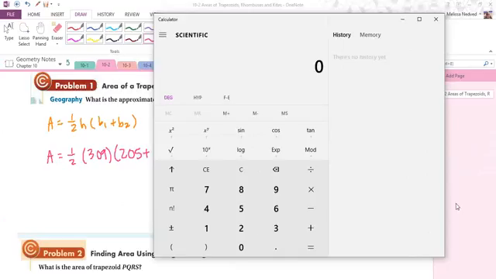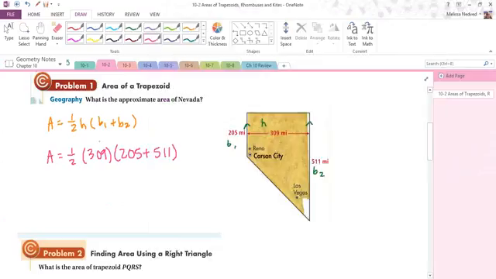So just like it says, I'm going to start with 1/2, which is just 0.5, times 309, times, now open parenthesis, and you can do that on your keyboard or click the parenthesis button down here in the corner. And now you've got your 205 plus 511, close parenthesis, and then click enter. And that tells us that Nevada has an area of about 110,622 miles. And just like with section 1, we are talking about area, which means we are talking about units squared, so miles squared.